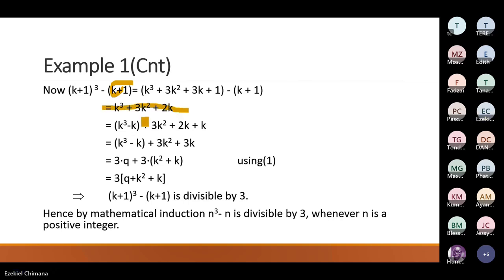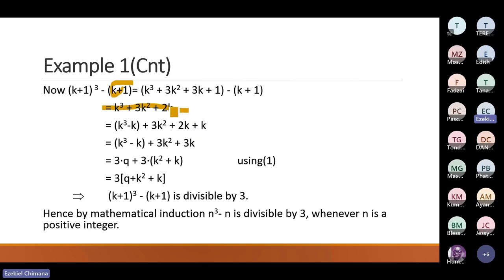So if you take k cubed and you subtract k and you add k, you'll actually be doing nothing. You are subtracting k and adding a k at the same time.